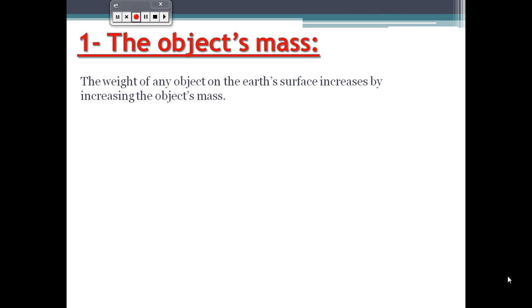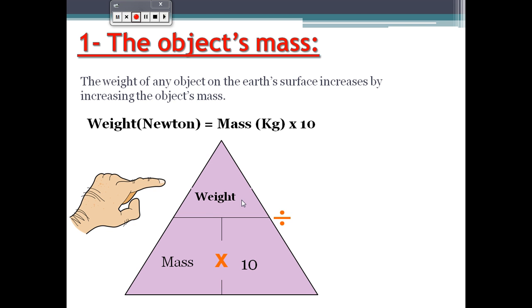To calculate the weight and mass, we have a magic triangle. We will write here weight, and here we will write mass and 10. Why do we write number 10? Number 10 is the force of the earth that attracts the body to the earth, and we call it gravitational acceleration. So if we need to get the weight, we hide the weight, and it will be mass by 10. The weight equals mass by 10.